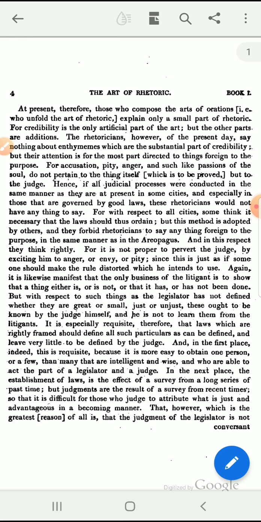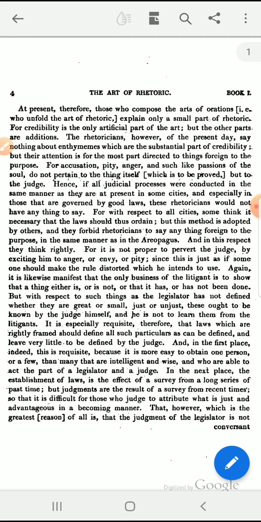Aristotle says, "At present, those who compose the arts of orations, that is, they who unfold the art of rhetoric, explain only a small part of rhetoric."